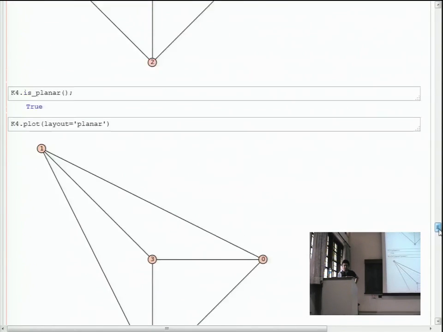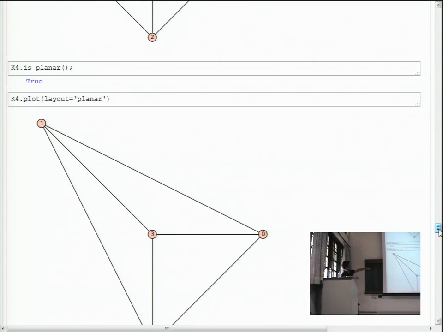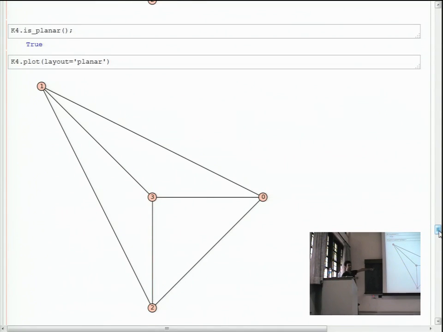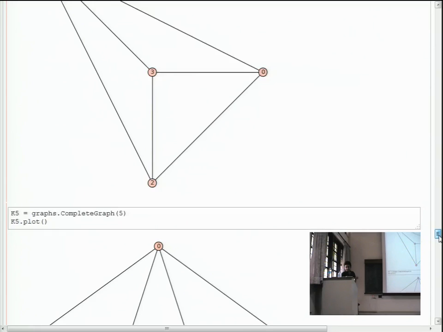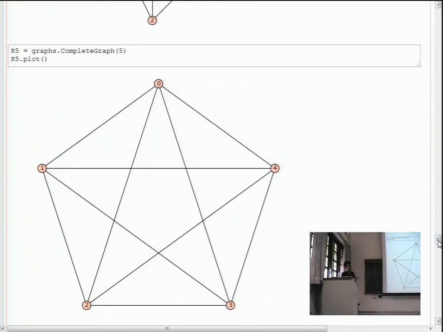And if you ask Sage to draw it in a planar way for you, this is the same graph as the above. All 4 vertices are linked to each other. K5, this is not a planar graph. The 5 vertices connected to each other. No, I'll not prove it in this class, but take it.